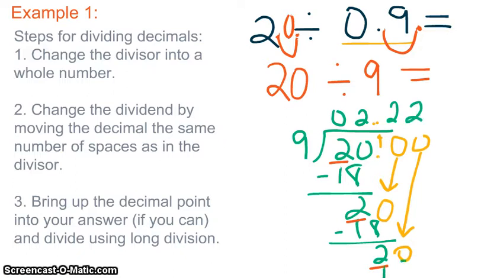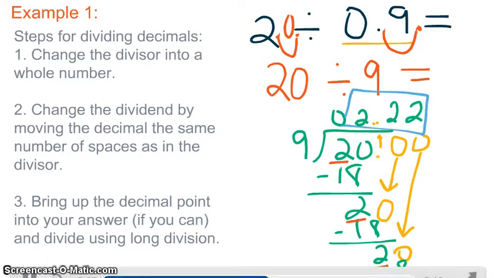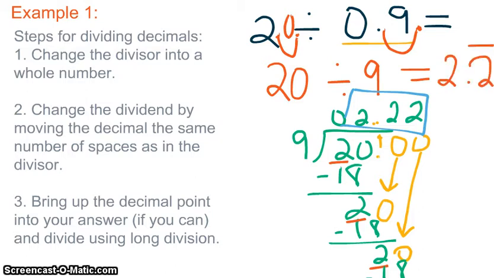2 times 9 is 18. What I subtract to get a remainder of 2. This tells me that my answer up here, 2.22, is actually going to give me a final answer of 2.2 repeating. So once again, my final answer is 2.2 repeating because I keep having that same remainder over and over again.